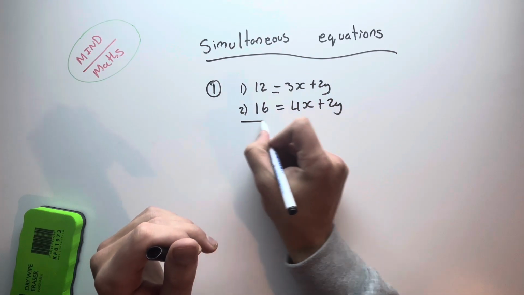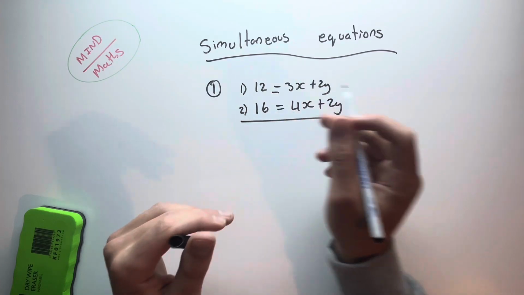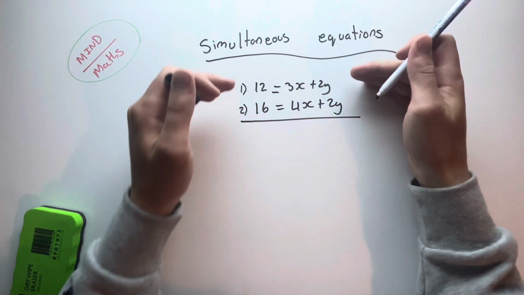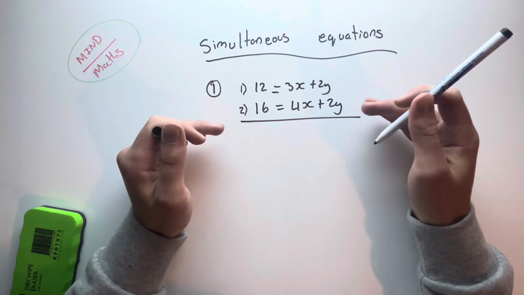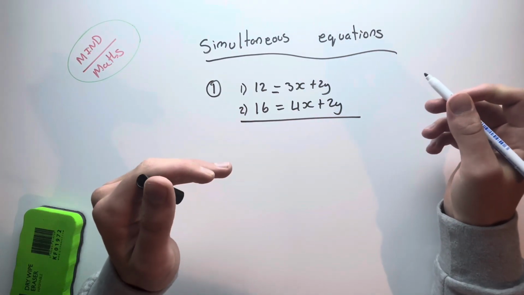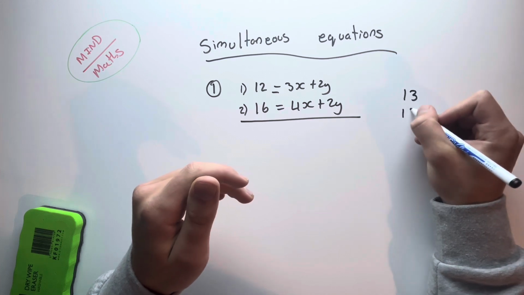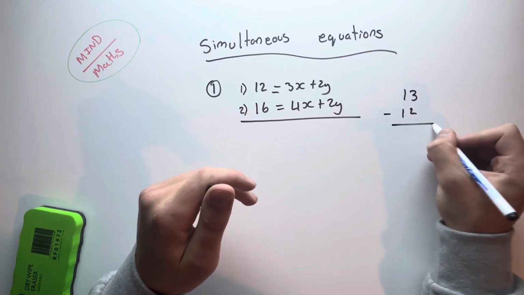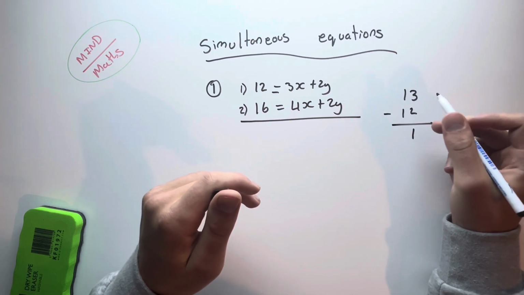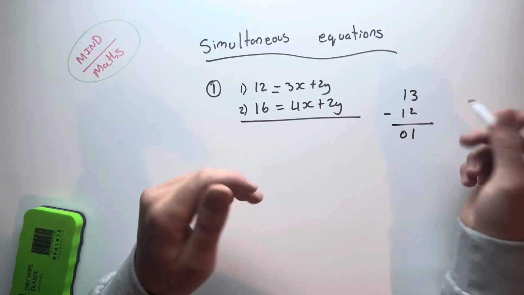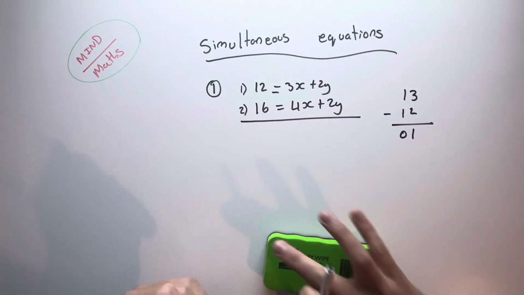To get rid of one of the terms, you've really got to either add the two equations together or subtract them. In the same way, if you were doing addition or subtraction, say if you had 13 minus 12, you'd see that 3 minus 2 is 1 and 1 minus 1 is 0, which is 1, which everyone knows.